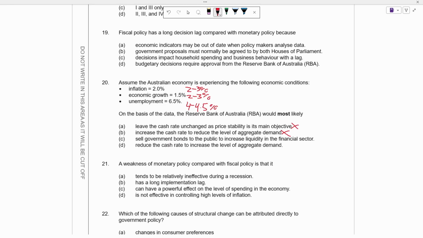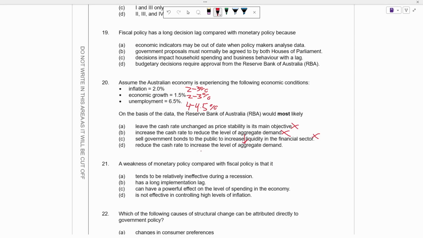C, sell government bonds to the public to increase liquidity in the financial sector. This one is also incorrect. If the RBA sold government bonds to the public, this would actually decrease liquidity in the financial sector. And the reason is because banks will exchange their money, which is liquidity, for government bonds.